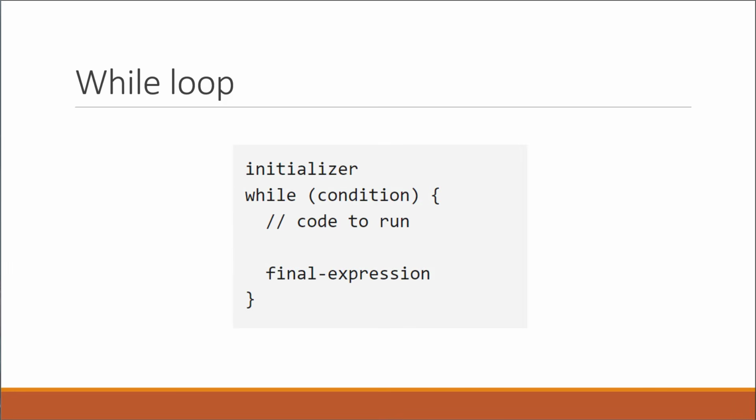Here is the syntax. The parts of a while loop are similar to that of a for loop, as you can see. However, there is a bit of rearrangement. The initializer variable is set before the loop, and the final expression is included inside the loop after the code to run. Let's head back to VS Code and rewrite the for loop logic with while loop.